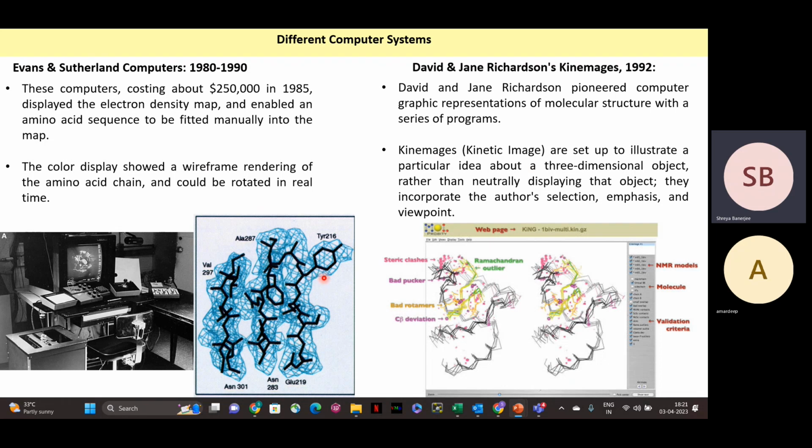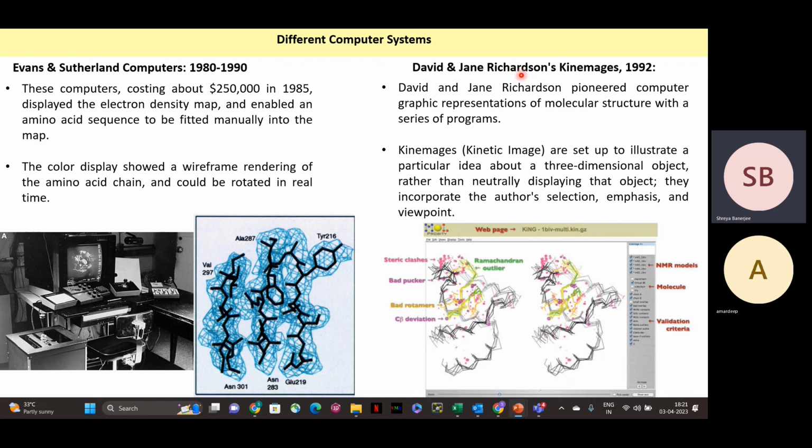For example, suppose here you have a large electron density, and that can correspond to a pi electron ring like that present in the tyrosine side chain. So from the electron density map, manually the amino acid sequence can be fitted.